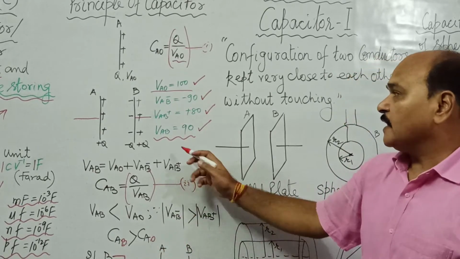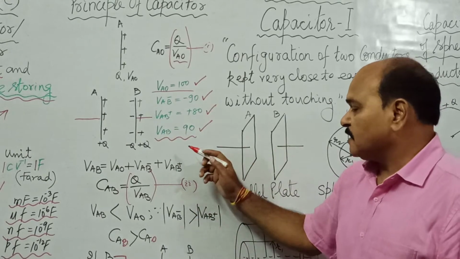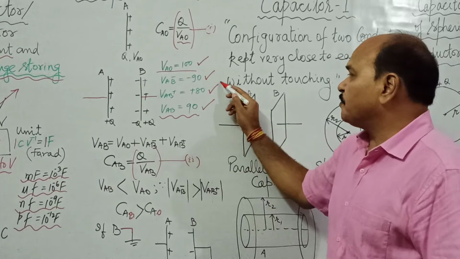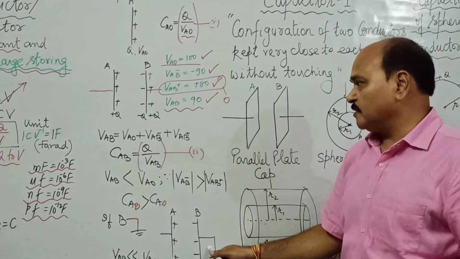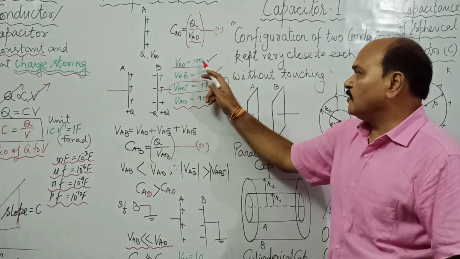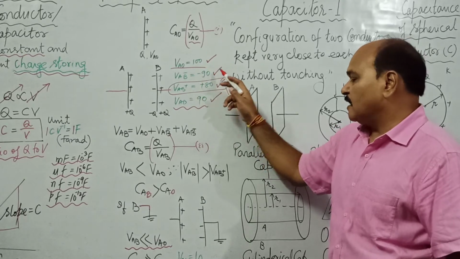Now, if we connect plate B with earth, then what happens? This positive charge moves into earth, and as positive charge moves into earth, this potential becomes what? This potential becomes zero. Now what is VAB? Now VAB is VA0 plus VB, the minus part, and what is that? 100 minus 90. 100 minus 90 is what?